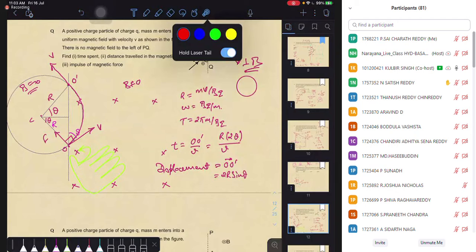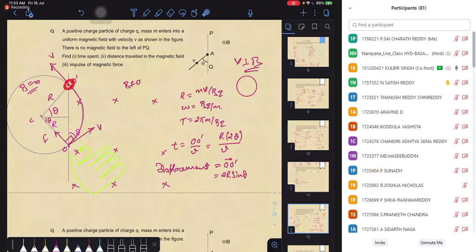They can ask you what are the coordinates of the point from where the particle leaves. So you can find out the O dash coordinate also. They can also ask the center coordinate. What is my center coordinate here? In my x direction, the center coordinate in this triangle is r cos theta. In my y direction, it is r sin theta. So the center coordinate is r cos theta, r sin theta.